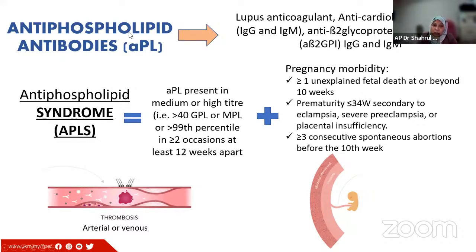But you must remember that the presence of antiphospholipid antibodies in the absence of any clinical manifestation still does not fulfill APLS. Because if you say syndrome, it has to be at least either a pregnancy morbidity or the presence of thrombosis.